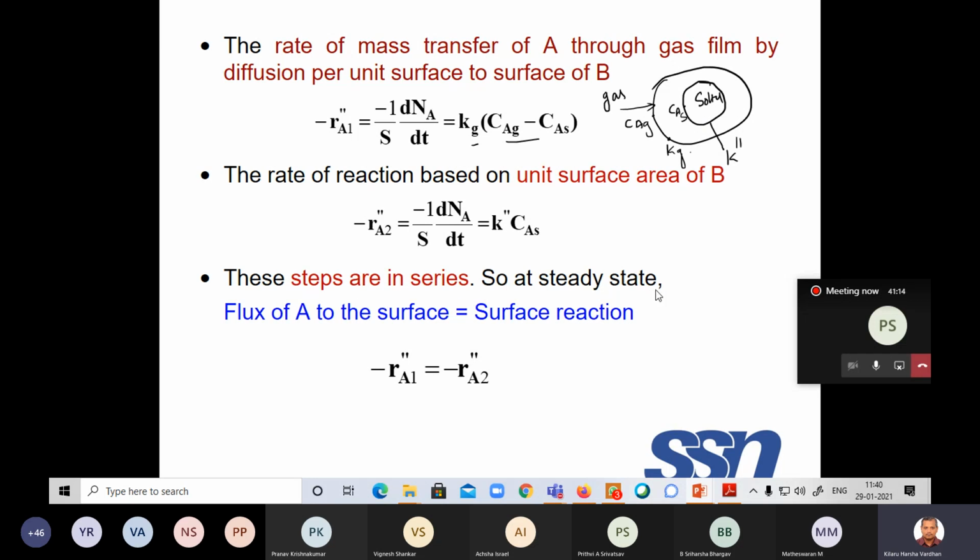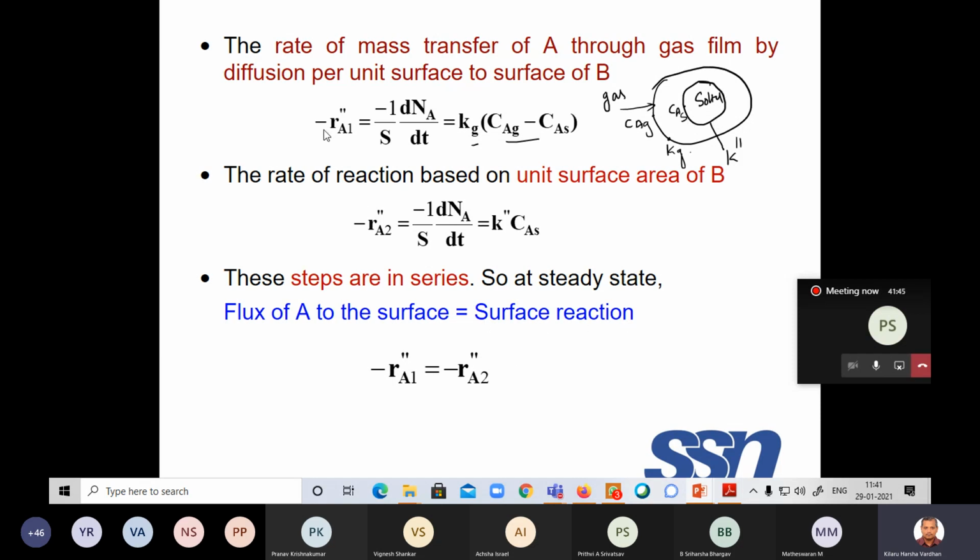So at a steady state, the flux of A on the surface is equal to the reaction. That is how much of the gas is going inside. So what is the flux? Flux is how much of the gas is being transported per unit area. How much gas is there at this particular surface, that much of the gas is reacted on the surface. That is the surface reaction.